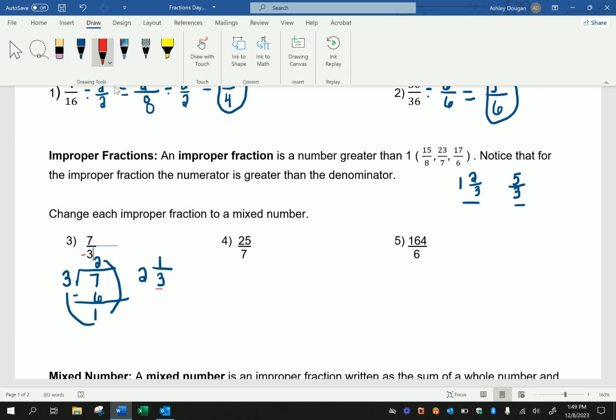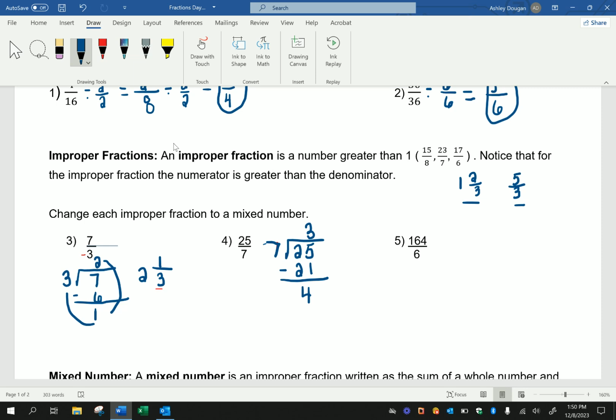If I have number 4, 25/7, I'm going to do the same thing. The number on top goes underneath the radical. And I'm thinking, okay, how many times will 7 go into 25? And it goes 3 times, because 4 would be more than 25, so it would need to go 3 times. 7 times 3 is 21. And when I subtract, I get 4.